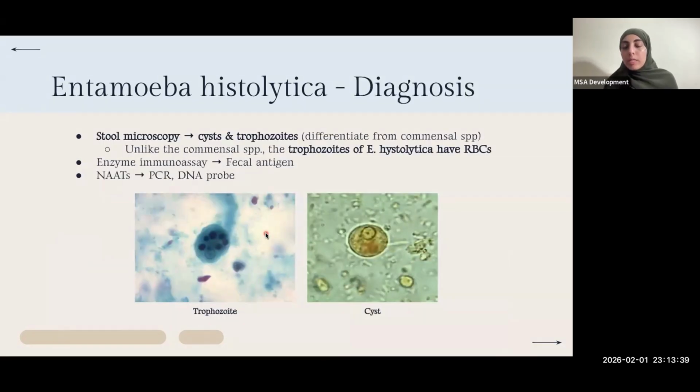How do you diagnose Entamoeba histolytica? You get the stool and you look at it under the microscope. Again, you need multiple specimens because just like Giardia, the cyst may not be in the stool all the time. So you look for the cyst and the trophozoites, and this is to differentiate it from commensal species.